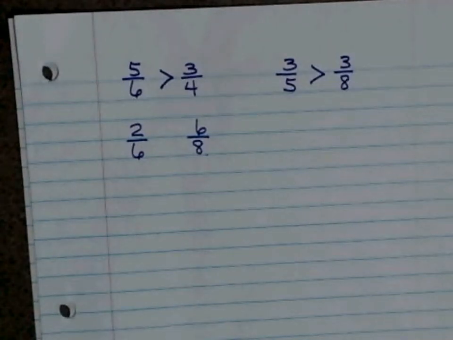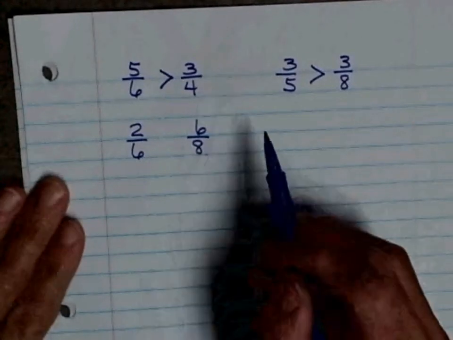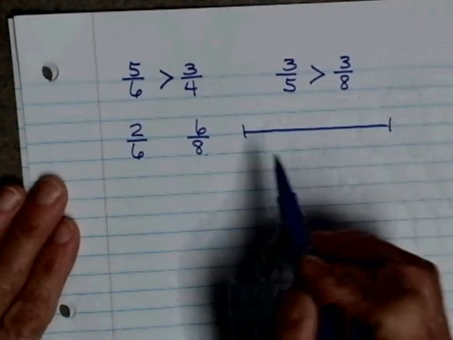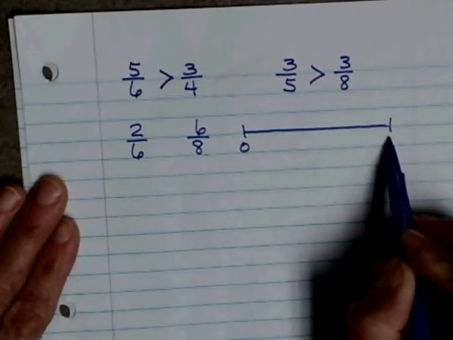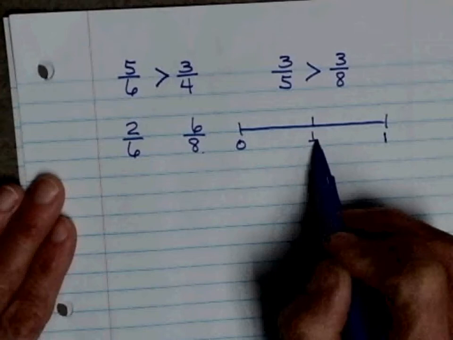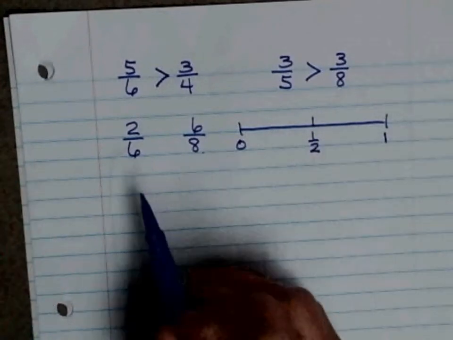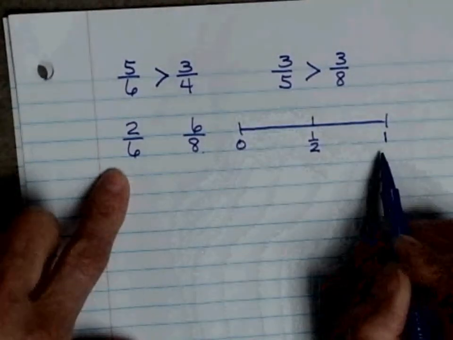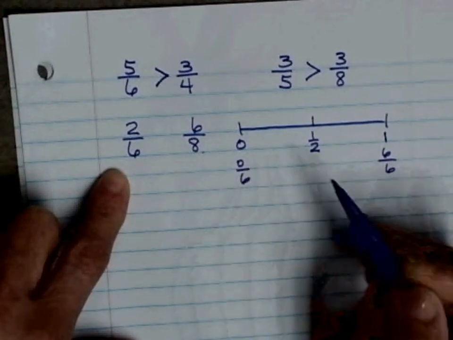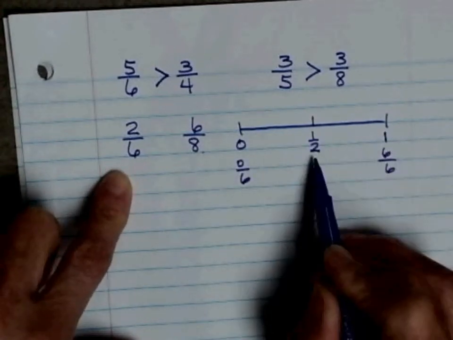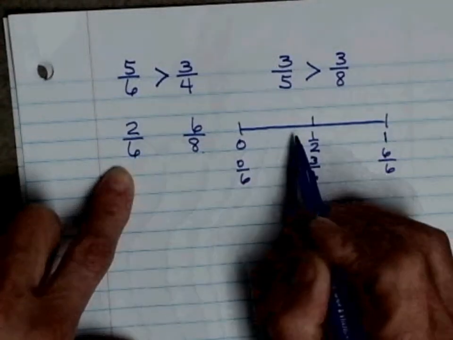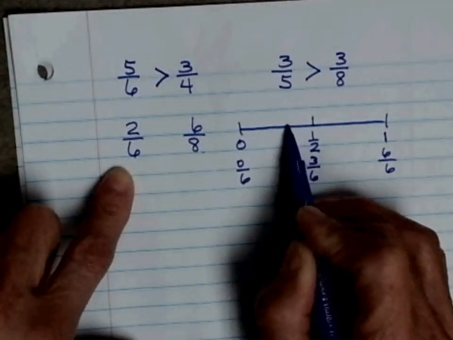I'm going to use the benchmark fraction strategy because that would be pretty quick and easy. So if this is 0, this is 1 whole, this would be 1/2, and if I had 6/6, that would go here, 0/6 would go here, and what is half of 6? 3. So this would be 3/6. So therefore 2/6 is less than 1/2. So it would go about right there.